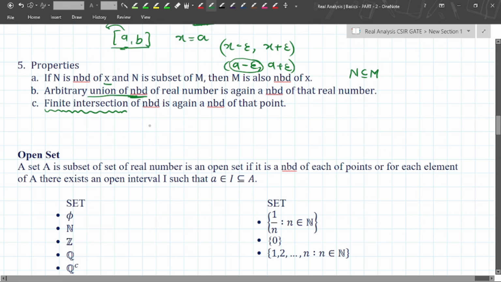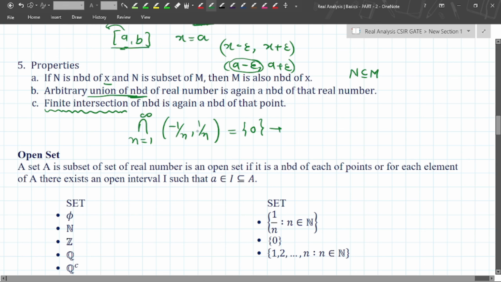For example, let's say I have the intersection for n equals 1 to infinity of the intervals minus 1 by n to 1 by n. If I take the intersection of these intervals, it is only the point 0. But with infinitely many it is not contained, so the intersection should be finite. Then it will be a neighborhood of that point. So this is all about the neighborhood.